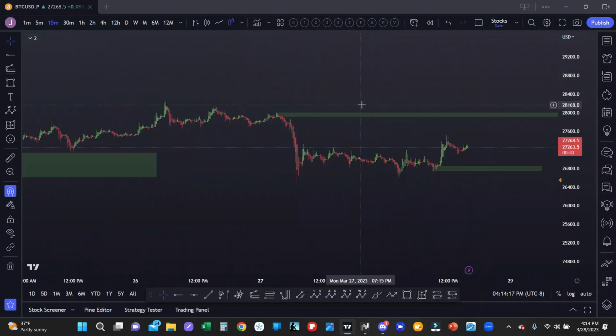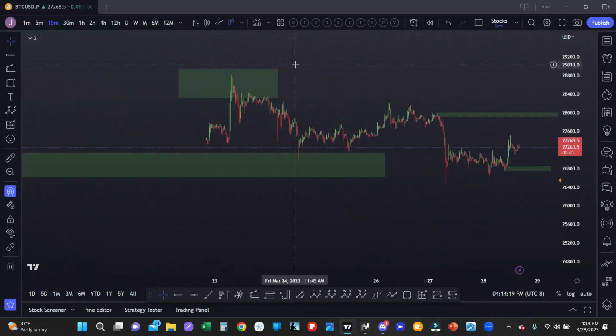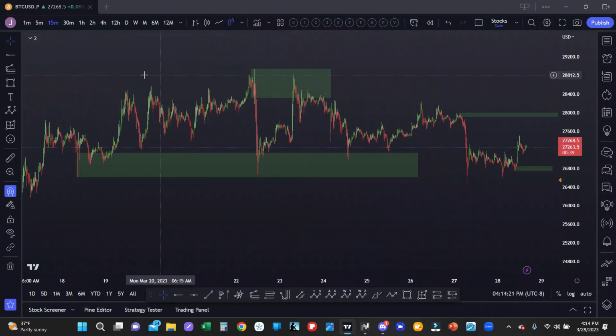Okay, so now I'll show you how I enter into these trades. So when I'm wanting to enter into the trade, I have my zones marked out already, so then I switch back to my candlesticks.